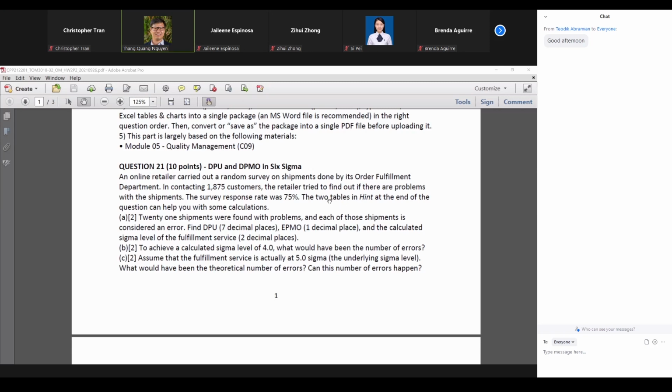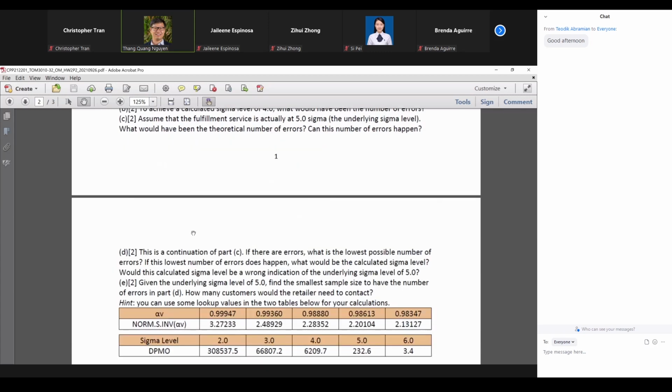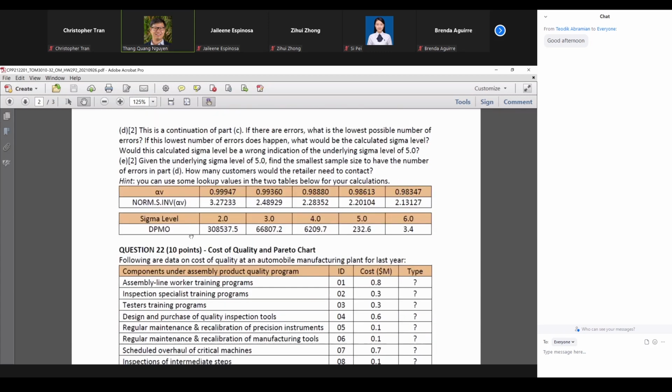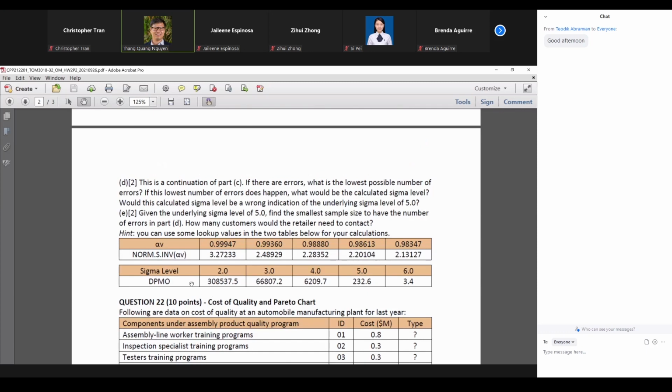The question says the two tables at the end will help with the question. So we have the two tables right here. They are short, but there are two tables, right? The first table you do not need to look at right now because there's some kind of typo with it. But the second table we can use, okay? All right. So later on, I'm going to show you how to use the second table. The first table we just use that equation here in Excel directly to calculate the values that we need. So we do not really need this table.